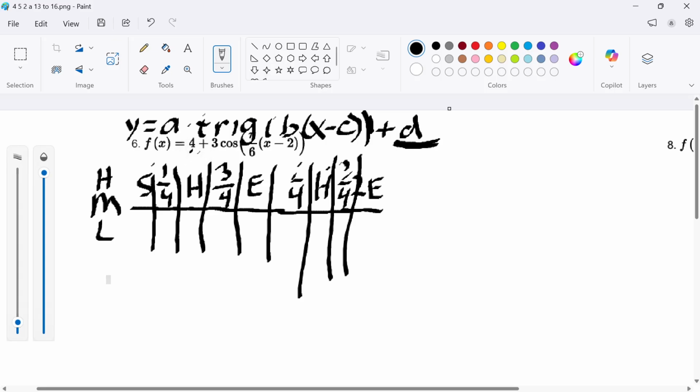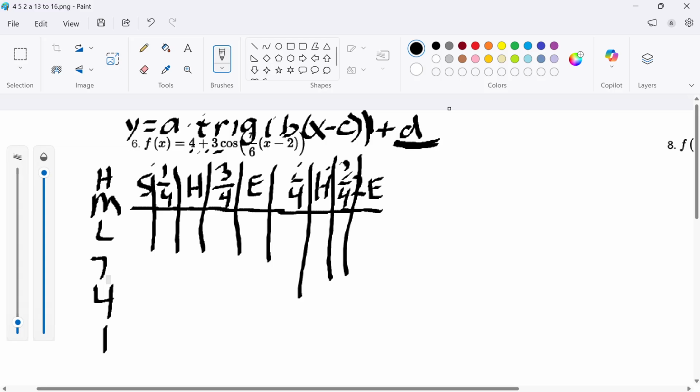In this case, it's 4. The normal midline is 0. 0 plus 4 is 4. And then this shows how far up and down it goes from the midline. So 4 plus 3 is 7. 4 minus 3 is 1. So the high is going to be 7, middle 4, low 1. Now let me find the period.